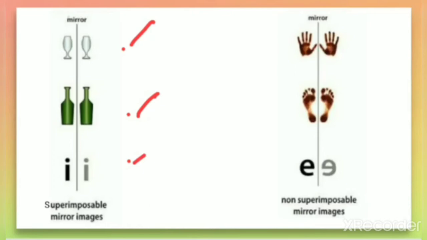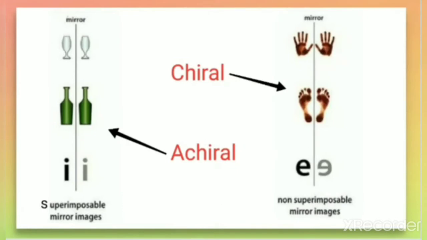But in the second case, we can find that the objects and their images are non-superimposable. So, a substance whose image is superimposable is called achiral, and a substance which has a non-superimposable mirror image is called chiral. Similarly, we can observe the same in the case of molecules also.